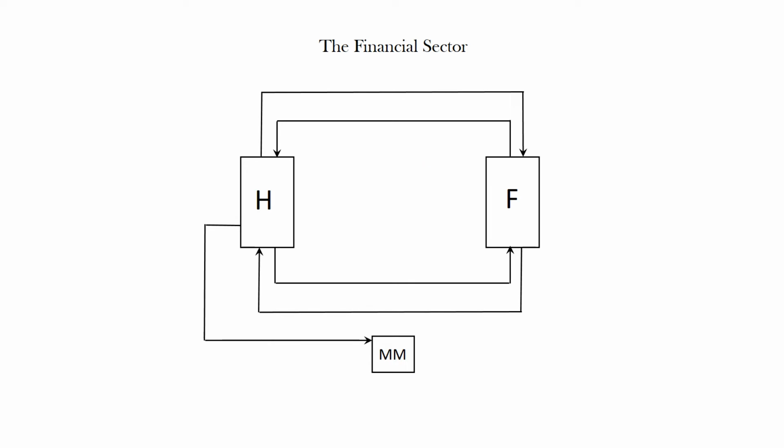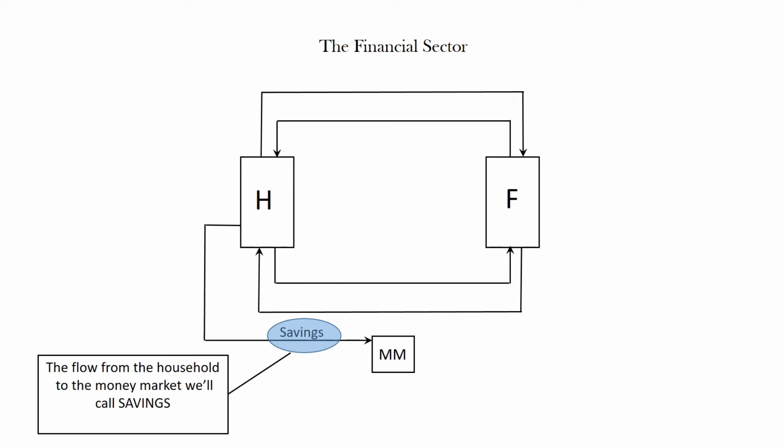Now, in connecting the money market to the rest of the circular flow, our first flow will be that from the household to the money market. This flow will include depositing money in a bank or some other depository institution, buying stocks on the stock market, buying bonds, mutual funds, anything we might categorize as personal investment. This flow, not surprisingly, we will call savings.